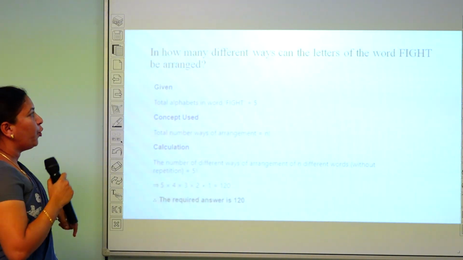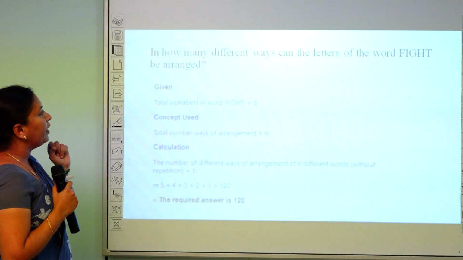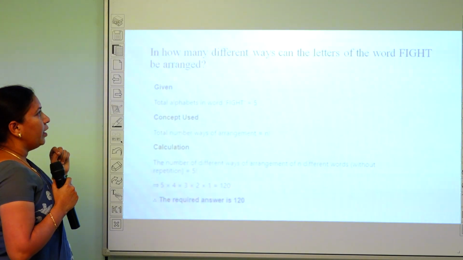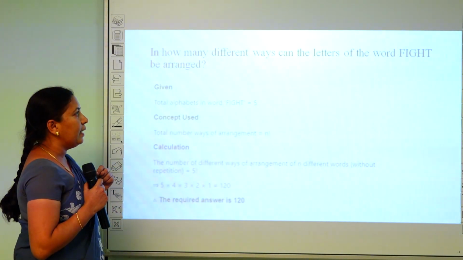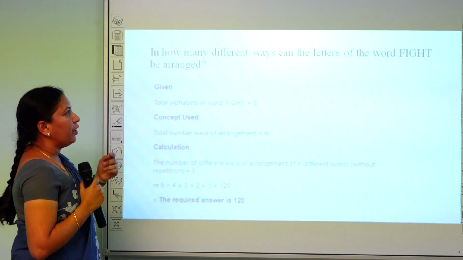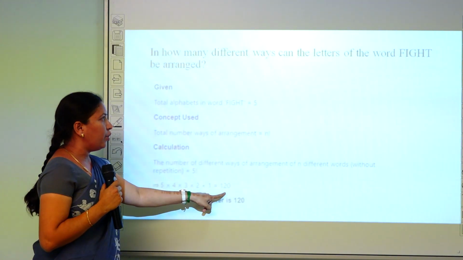So this is the first problem we are going to see. In how many different ways can the letters of the word FIGHT be arranged? So totally how many letters are there in the word FIGHT? So 5 letters are there. So 5 factorial is your answer. Okay, so 5 factorial, the answer is 120.